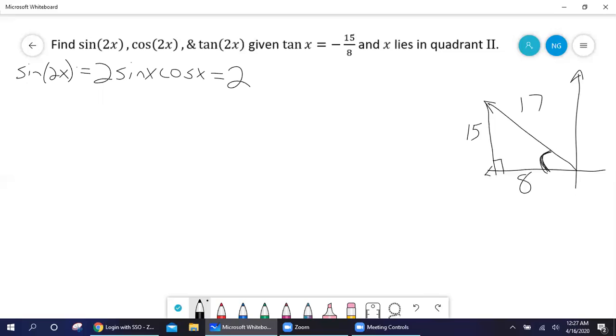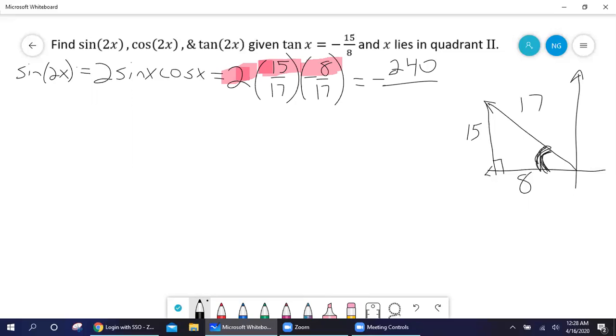Looking at my triangle, the sine from the reference angle is opposite over hypotenuse, and sine is positive in the second quadrant, so that's positive 15 over 17. The cosine is negative in this quadrant, and it would be 8 over 17. Then just multiply together, so across the top, 2 times 15 times negative 8. So I'd have negative 240. On the bottom, 17 times 17 is 289. That does not reduce. That's my answer.